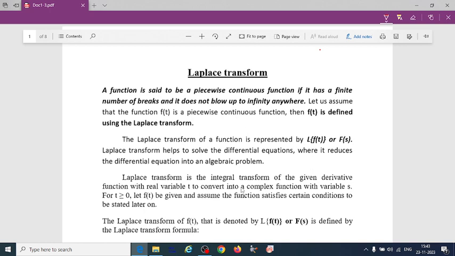Important topic from mathematical methods of physics.